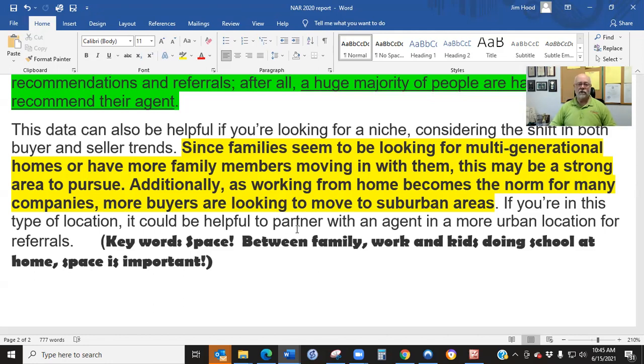Whether it's buyers or sellers, there's a reason why sellers are rooting themselves and their family out of where they are. And for many of them it comes back to this word, space. Between family, work, and kids doing school at home, space is becoming more important. At one point with baby boomers, very recently, we were talking about a niche being downsizing. And the general trend right now is the opposite. It isn't saying baby boomers are going to want to downsize, but the big trend seems to be around this word of space and increasing it.